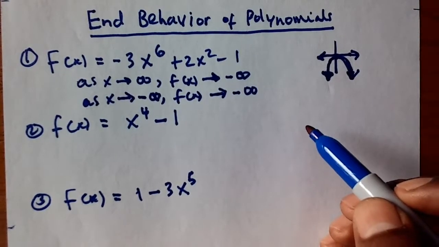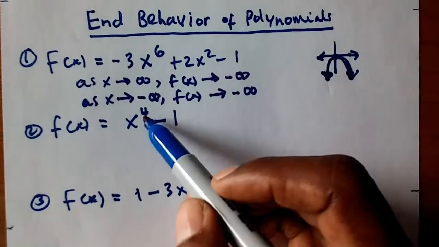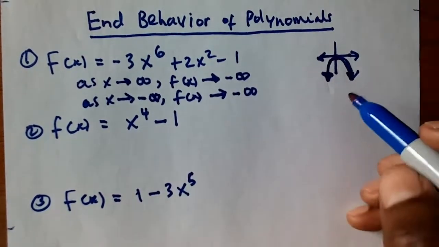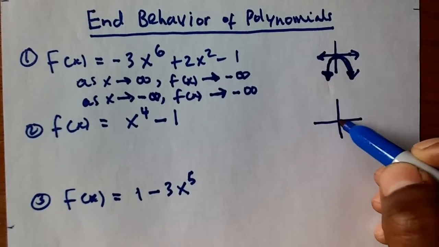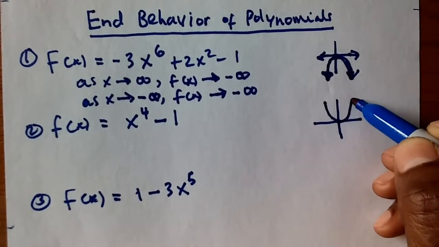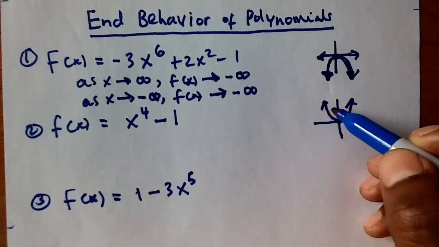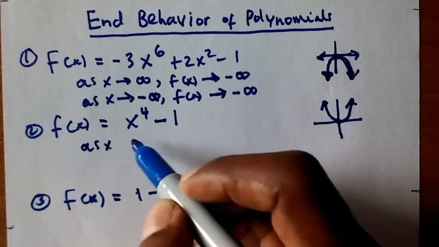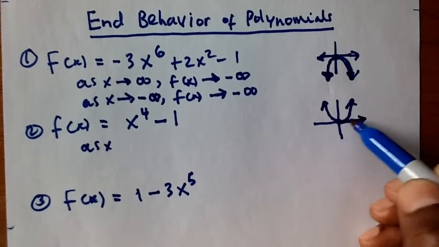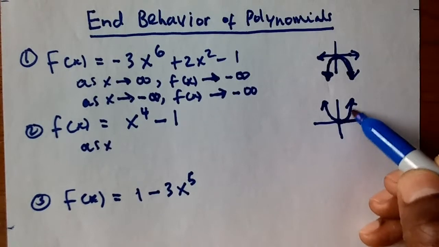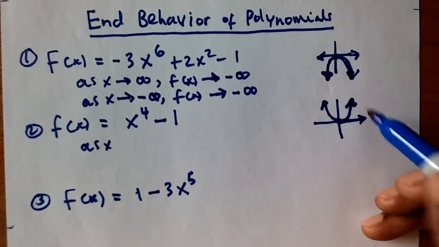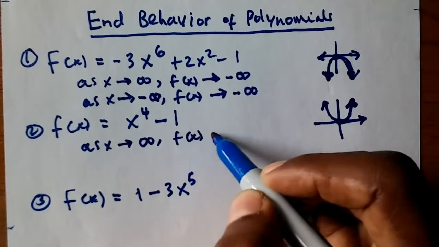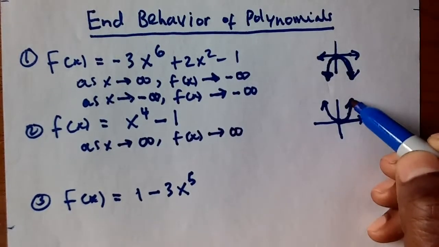All right. The next example is also an even degree polynomial, but this time the leading coefficient is positive. So we can use the quadratic function to guide us. The end behavior will be similar to that quadratic that is facing up. You can see as we get larger values of x, the y value is going way up. So we can say as x approaches infinity, f of x is also approaching infinity. You can see it's going up.